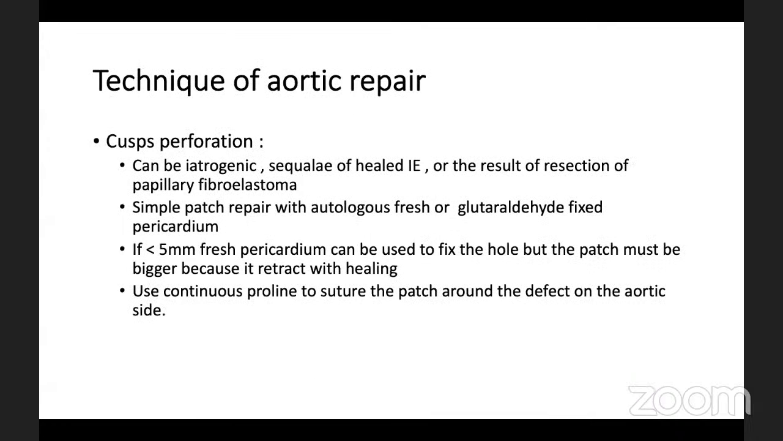For the technique of repair, when there is a cusp problem, it is determined what the cause of the aortic valve regurgitation is. If you have cusp perforation, it is usually either iatrogenic, a sequela of healed infective endocarditis, or a result of resection of papillary fibroelastoma. It is repaired by simple patch repair with autologous fresh or glutaraldehyde-fixed pericardium. If the hole is less than 5 millimeters, fresh pericardium can be used. But the patch needs to be bigger than the hole, because it retracts with healing. Using a continuous Prolene suture, the patch is sutured around the defect on the aortic side.